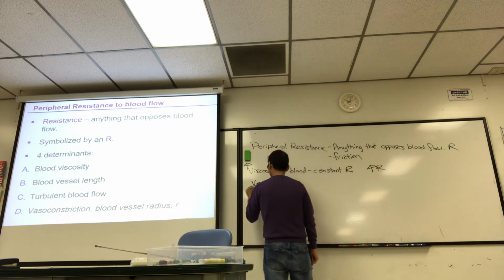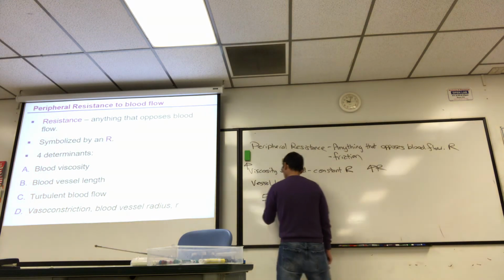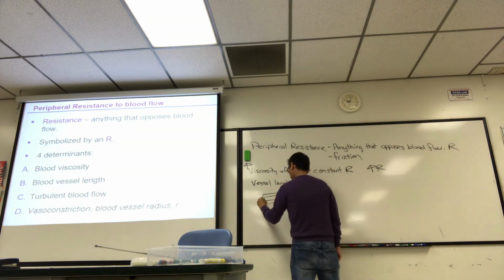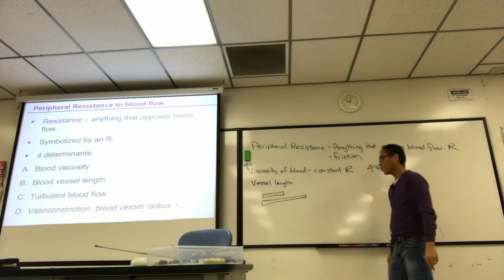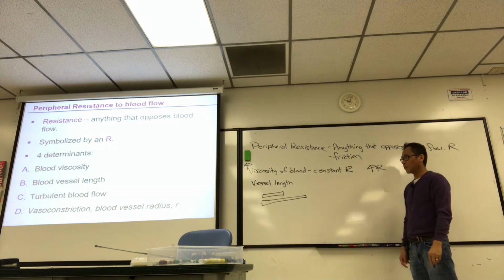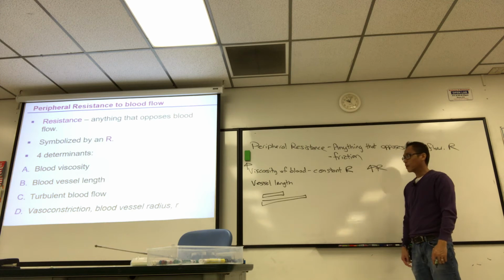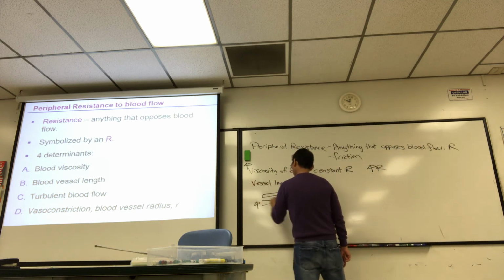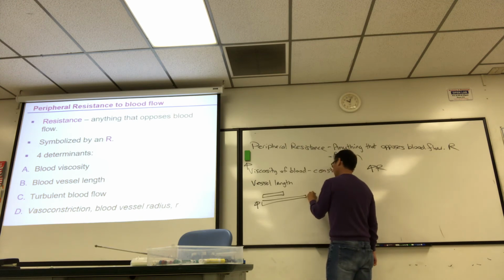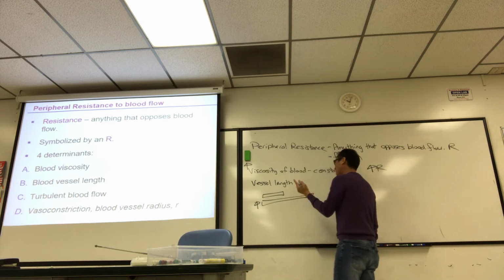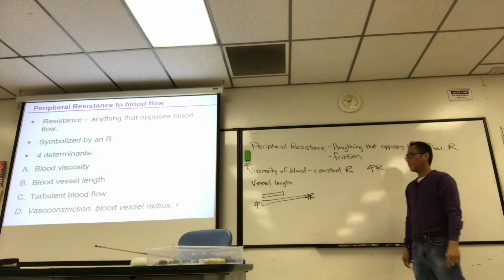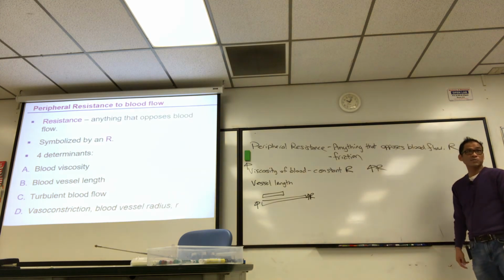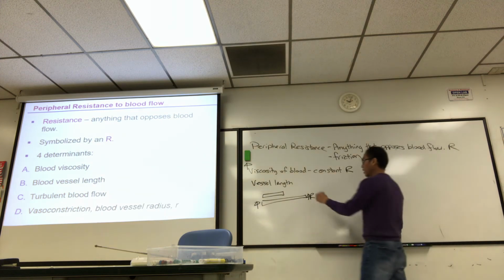The general rule is if you have two blood vessels and one is longer, all other things being equal, the longer one provides more resistance simply because it's longer. So if you increase vessel length, you increase resistance. But that's usually constant in adults, because when you stop growing, the vessels stop increasing in length. So in adults, again, pretty constant.